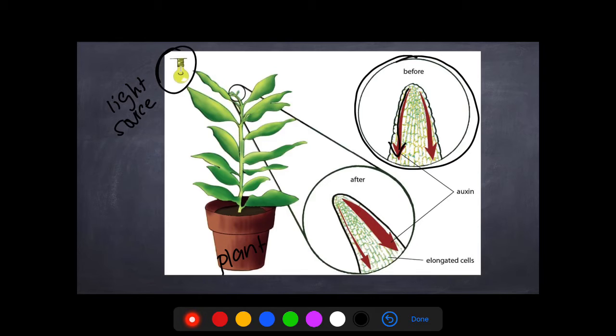So say the light bulb is off, you're gonna have auxin evenly distributed on both sides. But now when you turn the light bulb on, the auxin is going to increase on the side that is more shaded, which is right here. And so there you have a lot more auxin that's going to be built up on this side.